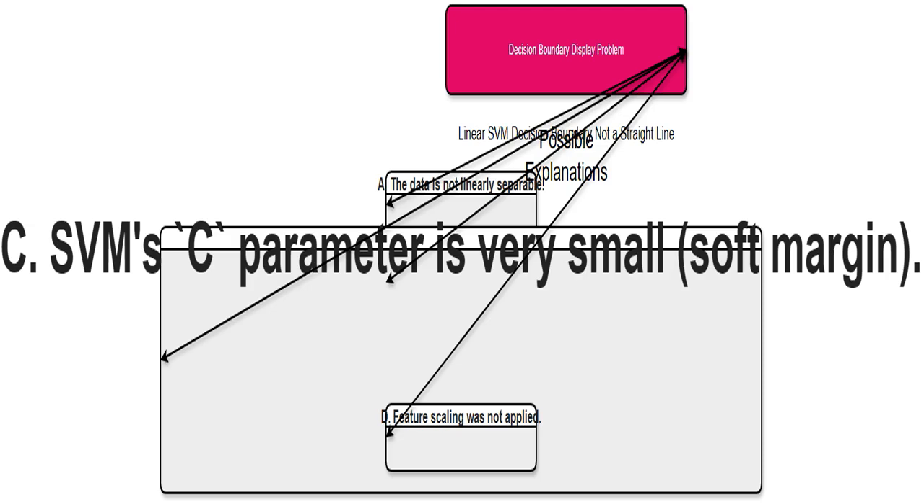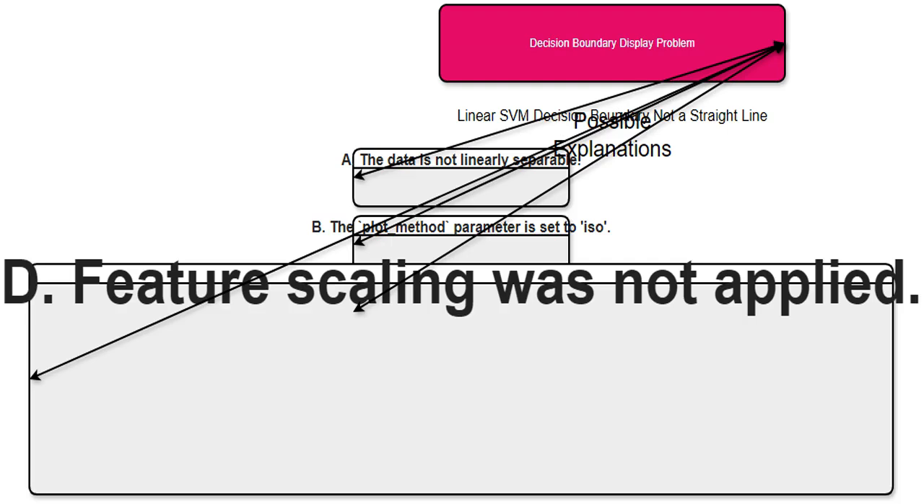Think of it like this: you're trying to draw a line to separate red and blue dots, but a small "C" allows some red dots to be on the blue side, and vice versa, resulting in a boundary line that is not exactly straight. Feature scaling is about making sure all your features have a similar range of values. If one feature has much larger values than others, it can disproportionately influence the SVM, potentially making a linearly separable dataset look nonlinear. It's like trying to draw a line on a map where one axis is in kilometers and the other in millimeters. The line will appear very skewed, even if the underlying relationship is linear.